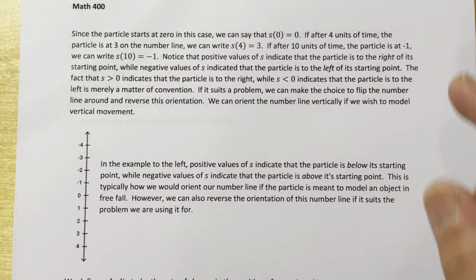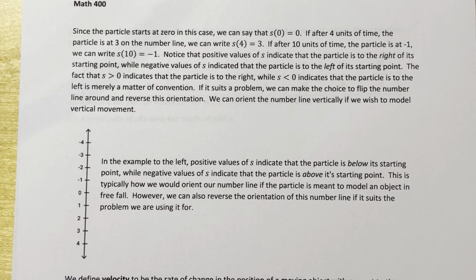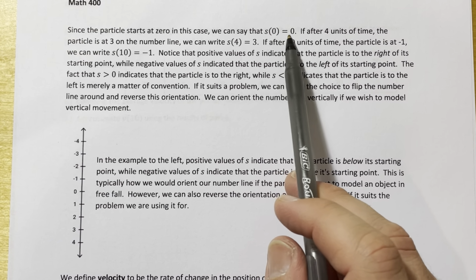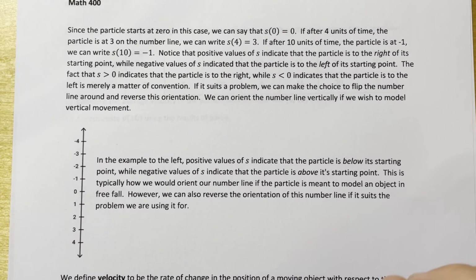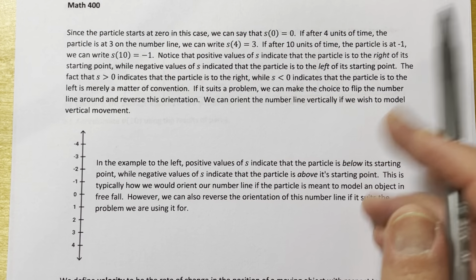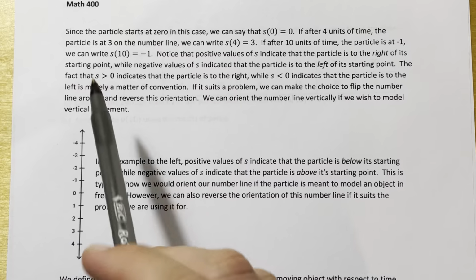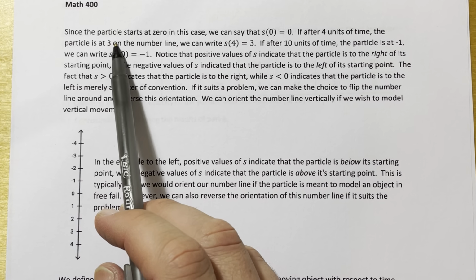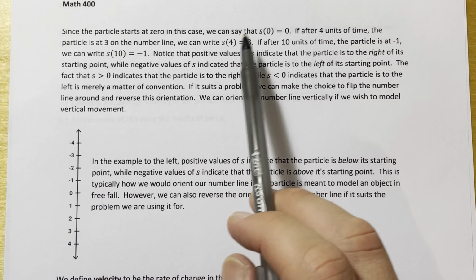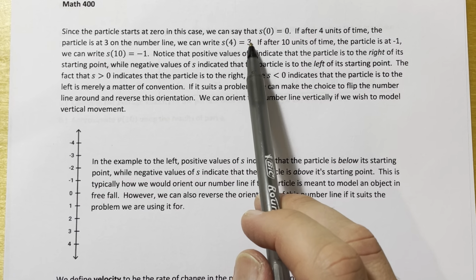Okay, so just to give you some examples of values you could get from this position function. Because we're saying that the particle is starting at the position 0 at time 0, I could say s of 0 equals 0. That s of 0 indicates the initial position of that particle. Let's suppose that after 4 units of time, which could be seconds, minutes, hours, whatever, the particle has moved to 3 on our number line. So it's moved to the right from 0 to 3. Then I can write s of 4 equals 3. After 4 units of time, we are at the position 3.